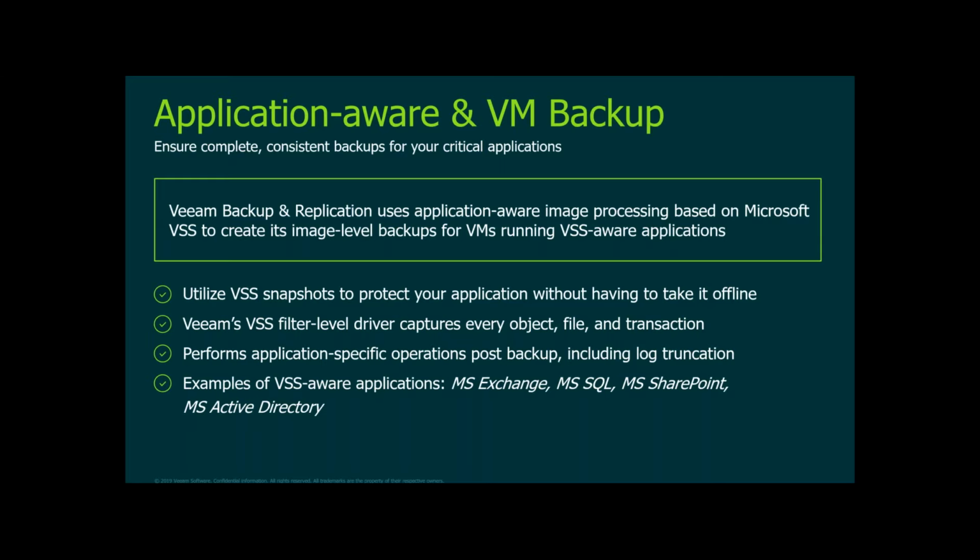So again, we're utilizing those snapshots so that you don't have to take the application offline. We create our own filter level driver so that we can capture changes to objects, files, and transactions, so that when it's time to perform the backup, we can just get the things that have changed. And again, beyond VSS, because VSS will do things like quiescing an application. In the case of something like Exchange, it will even truncate logs once it receives backup complete. But in the case of something like SQL, for example, where you have to run that log truncation job, you can run specific application operations post backup, or choose that as an option as you're going through it.